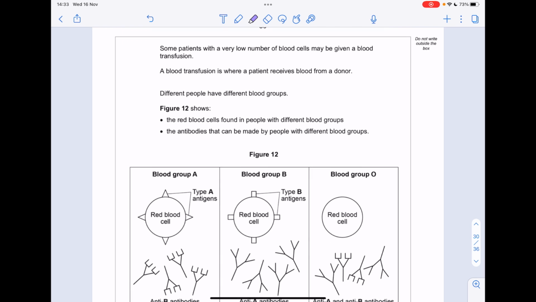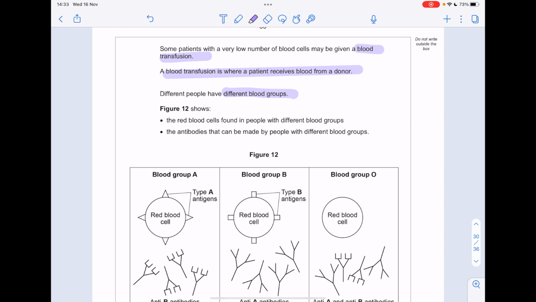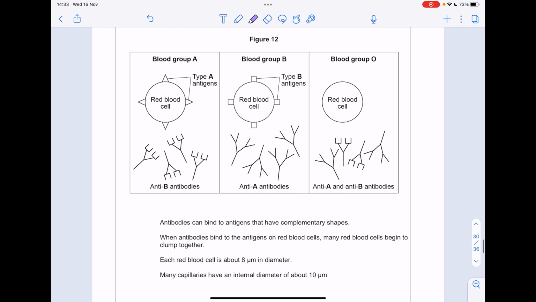Some patients with very low number of blood cells may be given a blood transfusion. A blood transfusion is where a patient receives blood from a donor. Different people have different blood groups. Figure 12 shows the red blood cells found in people with different blood groups, the antibodies that can be made by people with different blood groups. So here's the red blood cell. They have little protein markers on them known as antigens, and the antibodies here will attack B antigens. Antibodies can bind to antigens that have complementary shapes.